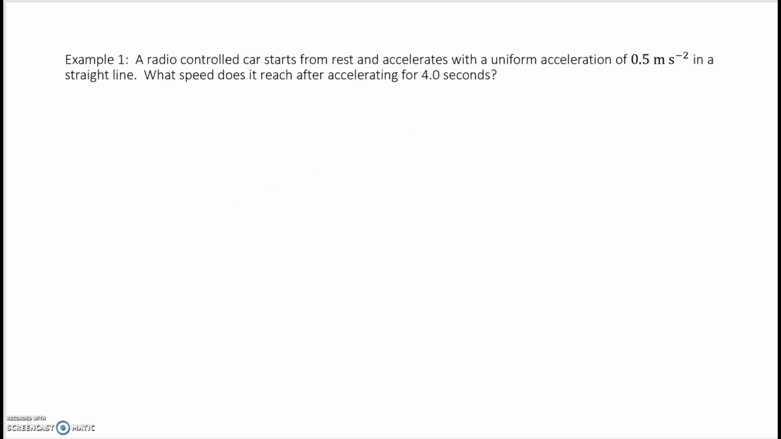As an example, we have a car, starts from rest and accelerates with a uniform acceleration of 0.5 meters per second squared in a straight line. And the question says, what speed does it reach after accelerating for 4 seconds? Fill in what we know. It starts at rest. So the initial velocity is 0. The acceleration is 0.5 meters per second squared. And the time is 4 seconds. We need to find the final velocity.